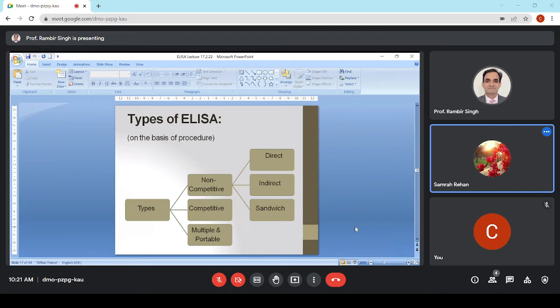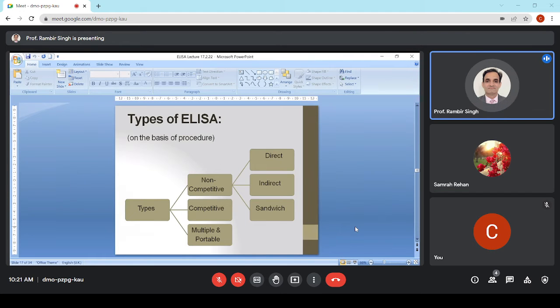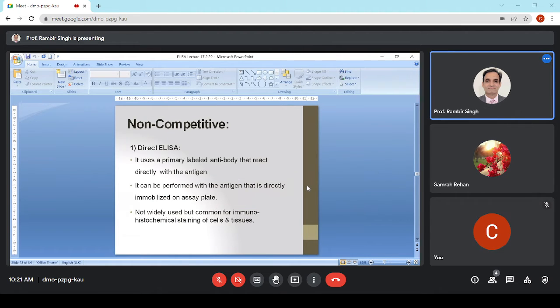Now, ELISAs are largely of three types: non-competitive ELISA, competitive ELISA, and multiple or portable type of ELISA. We'll discuss them. Non-competitive ELISAs are direct, indirect, or sandwich. Mostly we perform non-competitive ELISA. So in direct ELISA, what is there in non-competitive direct?